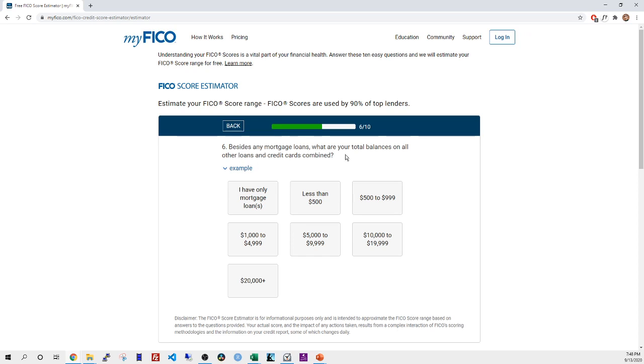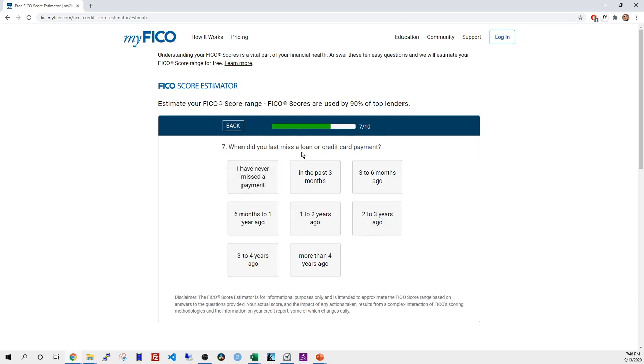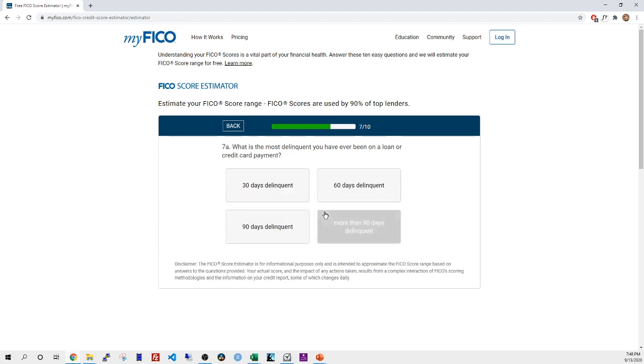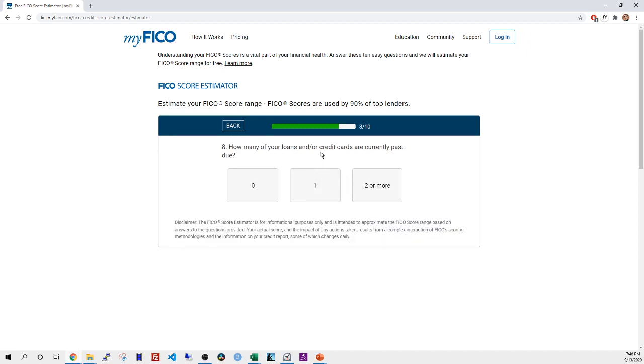Besides any mortgage loans, what are your total balances on all other loans and credit cards combined? So let's say that I have student loan balances that are about between 10 to 20,000. When did you last miss a loan or credit card payment? Let's say I'm very, very diligent and I last missed a payment 1 to 2 years ago. What was your most delinquent you have ever been on a loan or credit card payment? I don't know, 60 days.